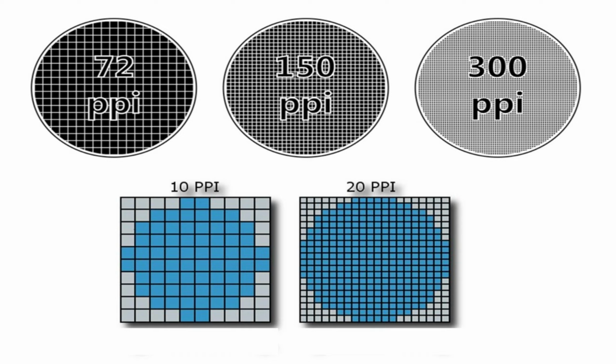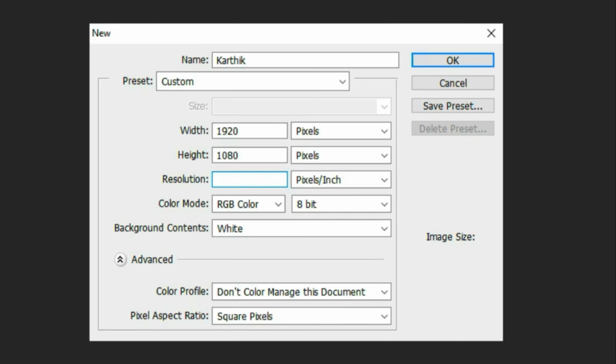The fourth example, 10 ppi, consists of 10 rows and 10 columns in 1 inch height and 1 inch width. The fifth example, 20 ppi, consists of 20 rows and 20 columns in 1 inch height and 1 inch width. The maximum value for the resolution is 300 ppi and the minimum value is 72 ppi.